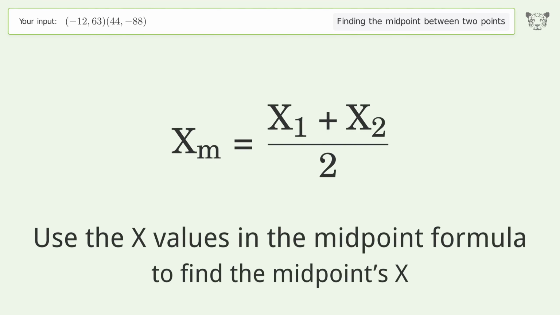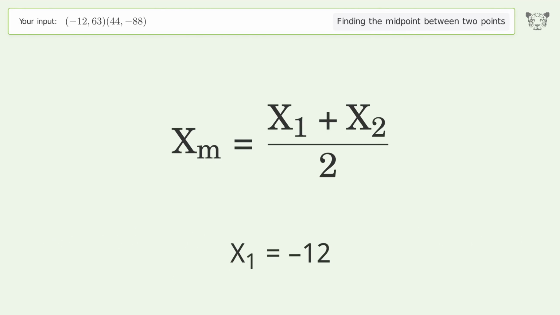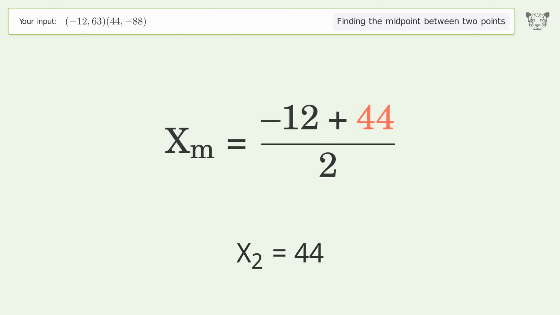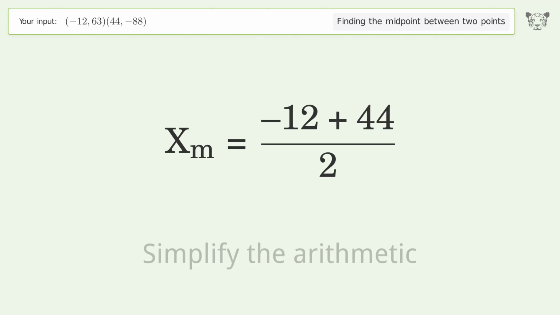Use the x values in the midpoint formula to find the midpoint's x. x1 equals negative 12. x2 equals 44. Simplify the arithmetic.